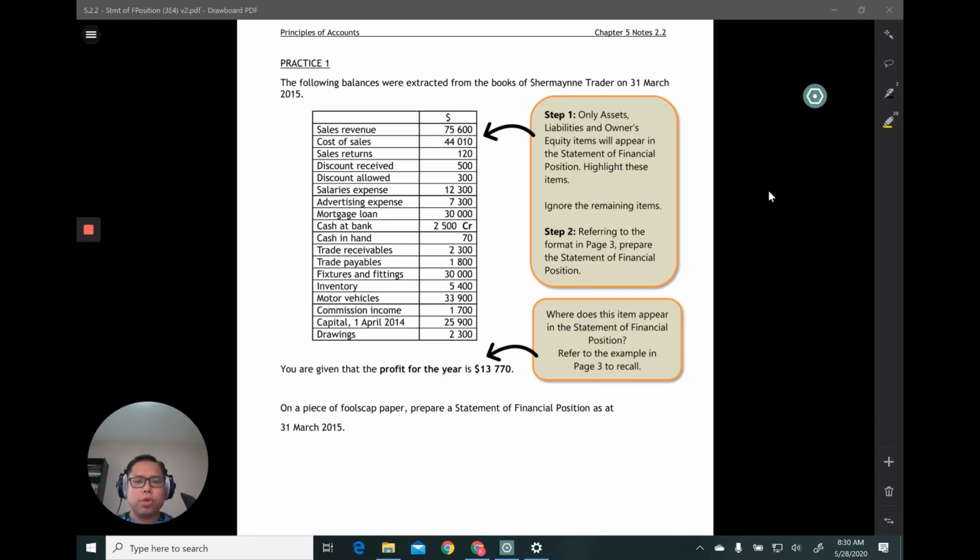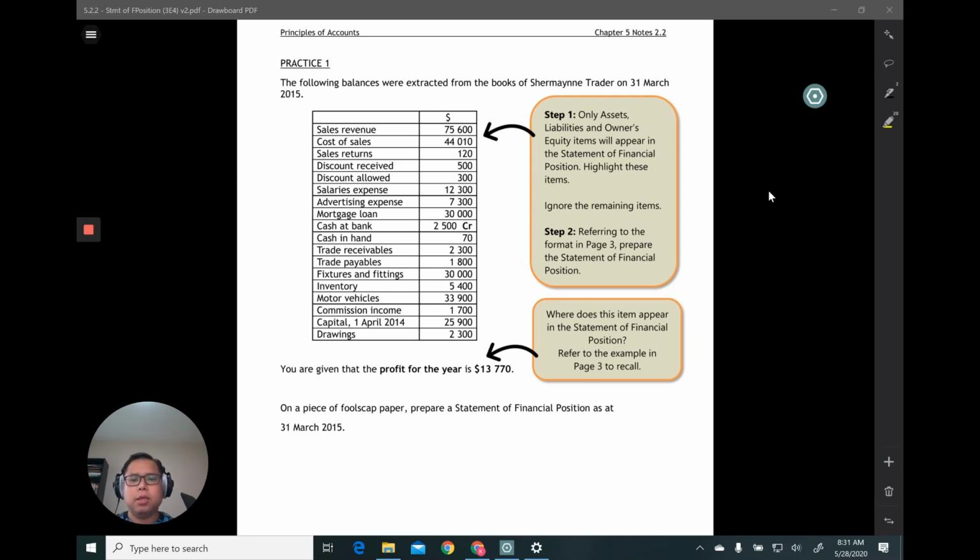Right, this is the question from page 5 of your notes. We are going to do the statement of financial position based on the trial balance from this question. Now, on the right-hand side of your notes, you would have seen the steps on how to go about doing it. But let me just explain to you very quickly.